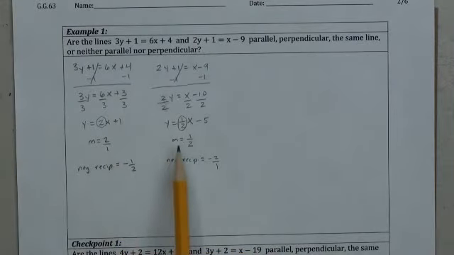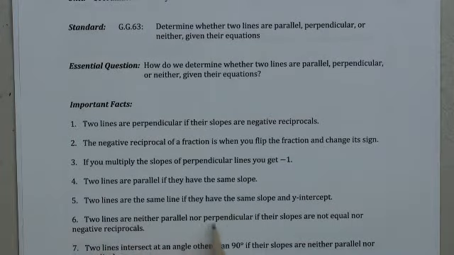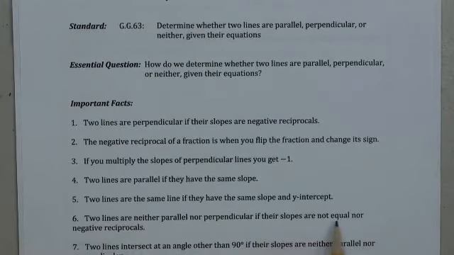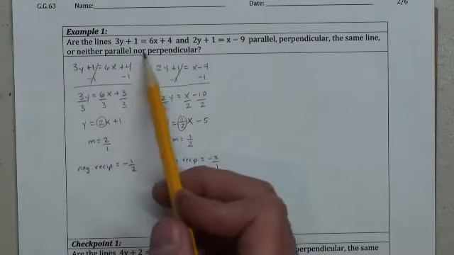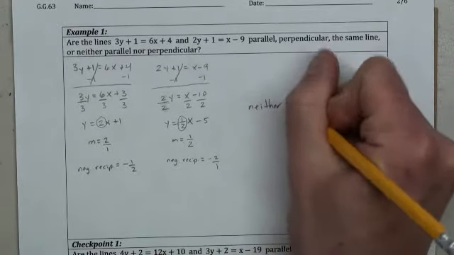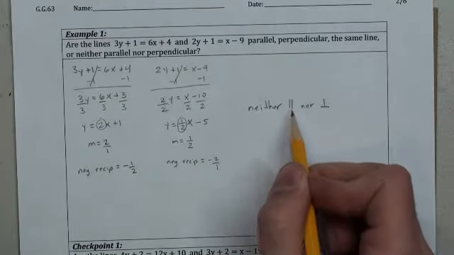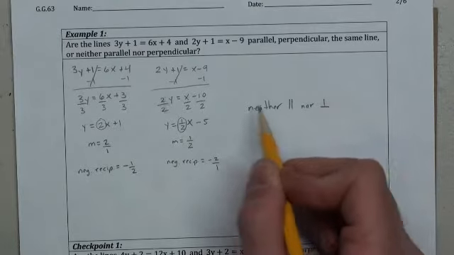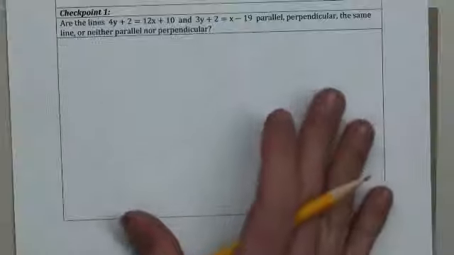If two lines are parallel, they have the same slope. These lines don't have the same slope. Okay, so then our last option is the two lines are neither parallel nor perpendicular if their slopes are not equal nor negative reciprocals. So the answer to this one is neither parallel nor perpendicular. That's the symbol for parallel, that's the symbol for perpendicular. Okay? So you can solve that checkpoint problem on your own.